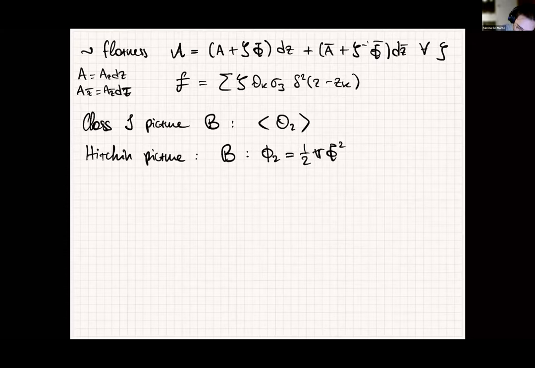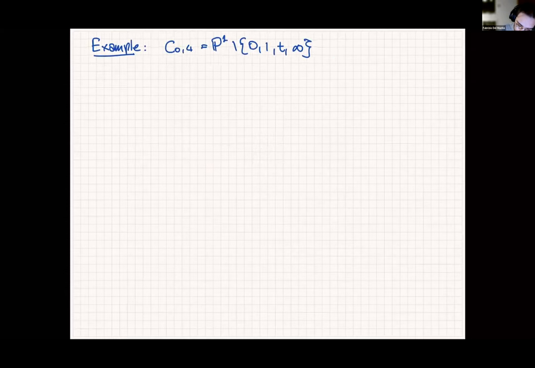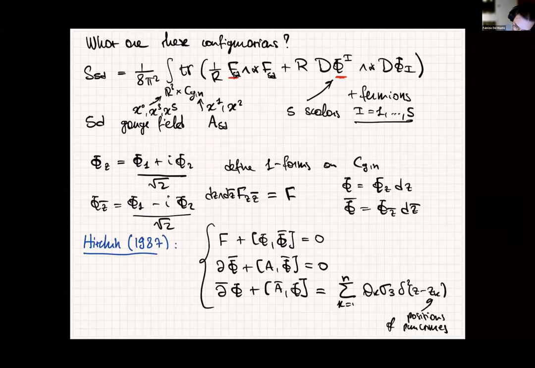So we can do it in an example. As I said before, our example will always be the sphere with four singular points, 0, 1, t, infinity. And actually, let me write this in a new page and copy the Hitchin equations.